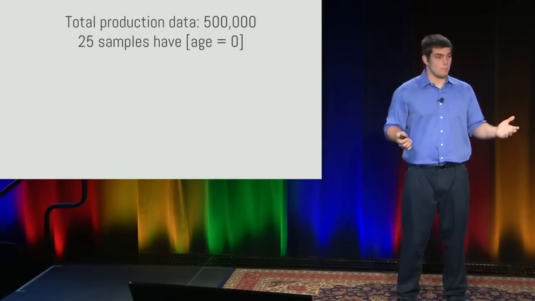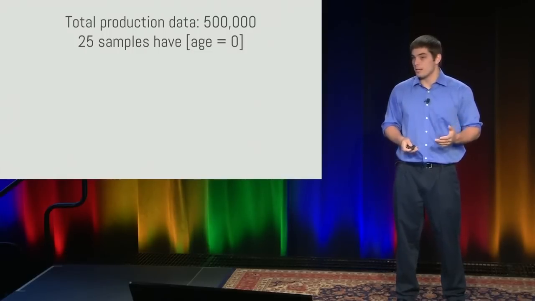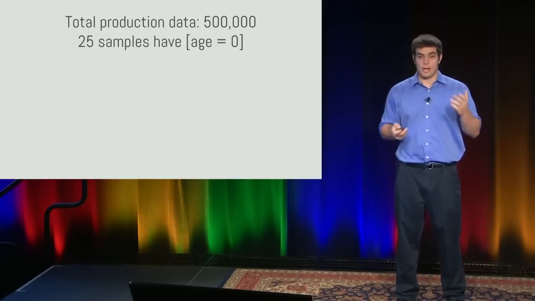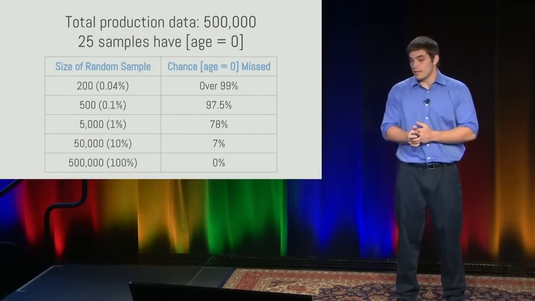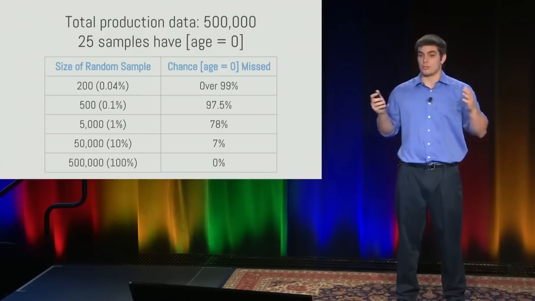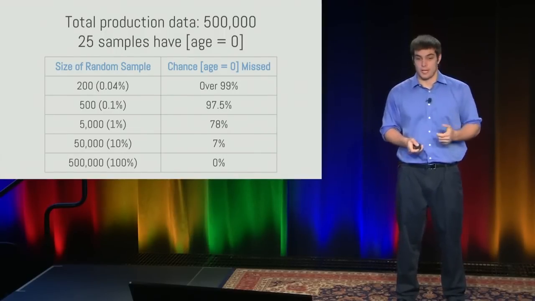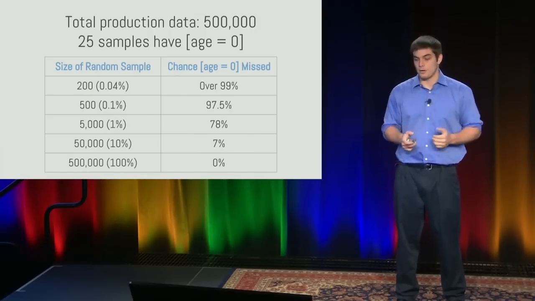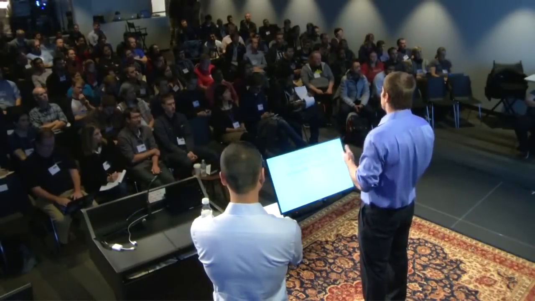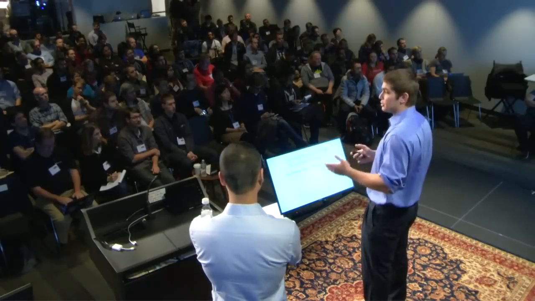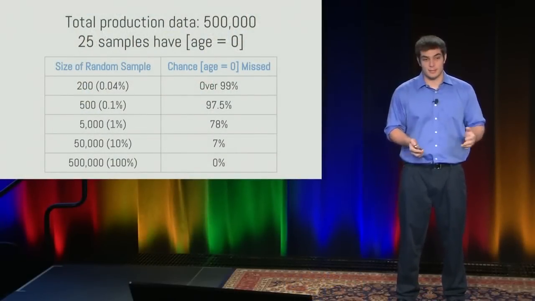So we're sampling our production data. And the common way that a lot of people do it is they'll do a random sample. In this case, we want to know how likely are we to catch this age equals 0 using a random sample from our data. And the results are basically that we need to take a tremendous chunk of our data to have a very high likelihood that we're going to catch one of these age equals 0 cases. If we only take 500 or 5,000 examples, we're most likely going to miss it. Even if we do 10%, which is what a lot of people in industry have been doing recently, we still have a 7% chance of missing this age equals 0 case.